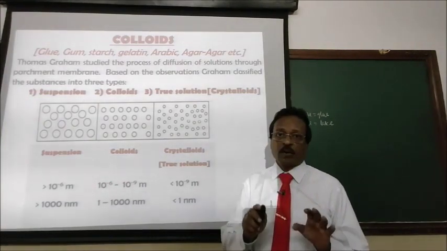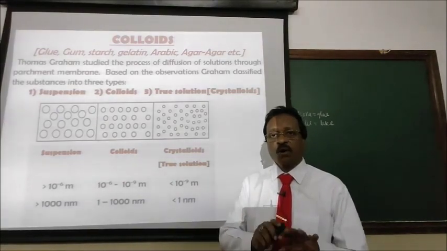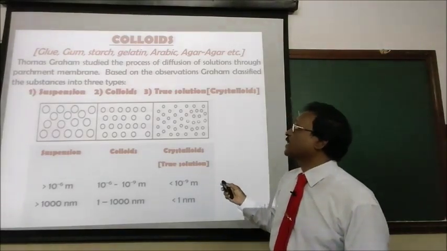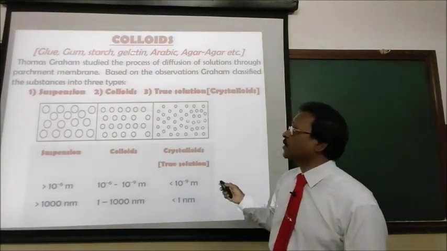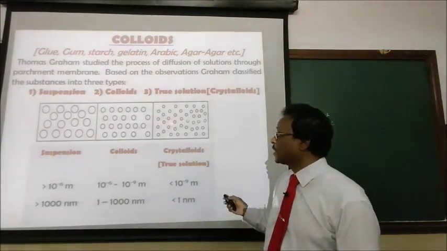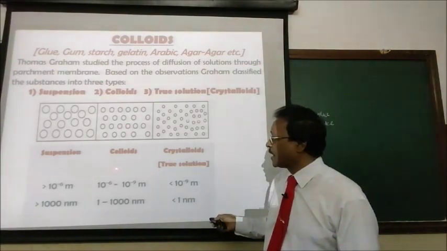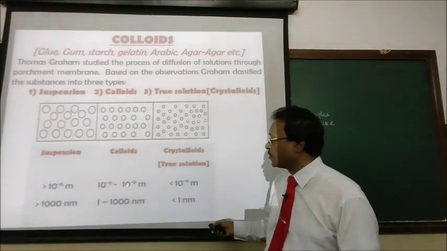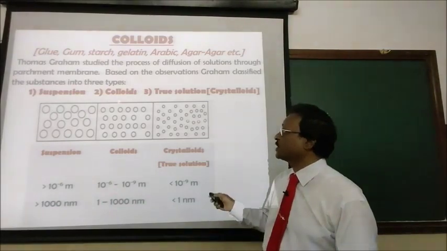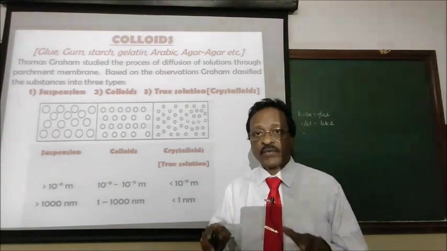So only the particle size is the criterion to classify the substance into colloids. All the glue-like compounds, for example glue, gum, starch, gelatin, gum arabic, agar-agar: the size of these particles was found to be smaller than the particles of the suspension, bigger than the particles of the crystallites. They diffuse very slowly through the parchment membrane, and the particle size was found to be between 10 power minus 6 to 10 power minus 9 meter, or in terms of nanometers, 1 to 1000 nanometer. They are called the colloids. So the particle size is the criterion to classify the substance into colloids.